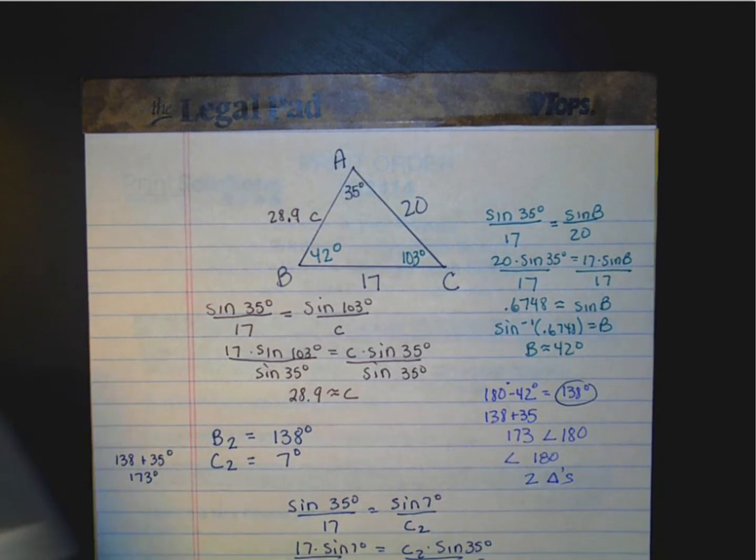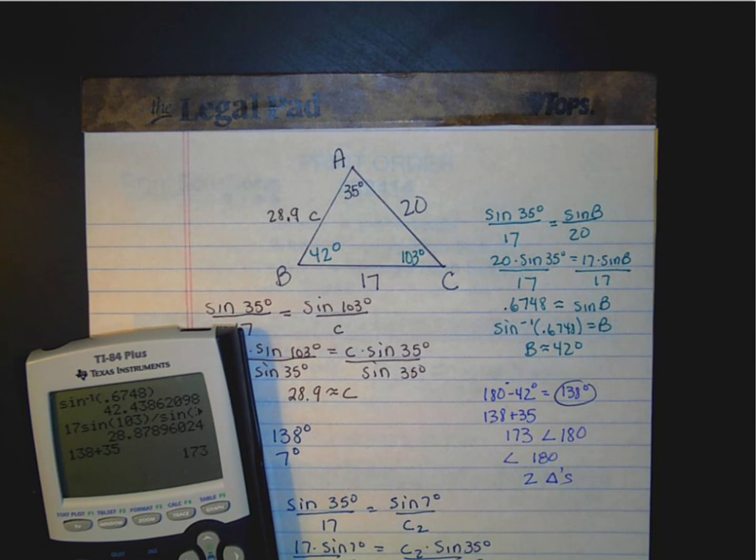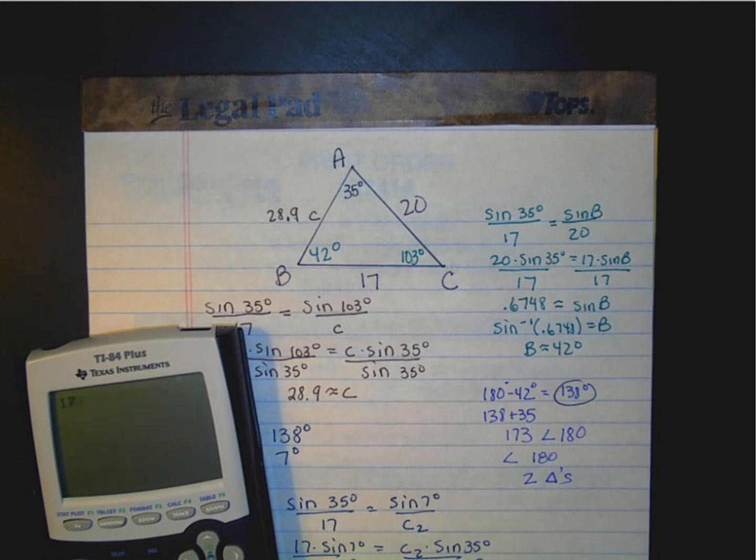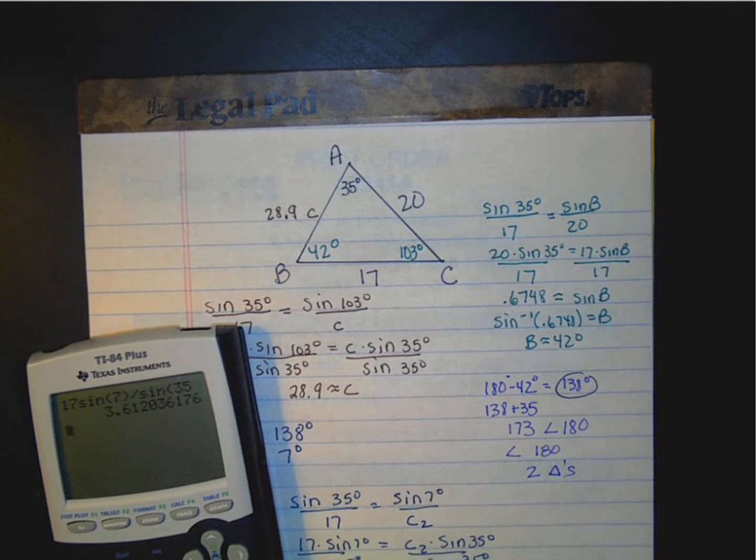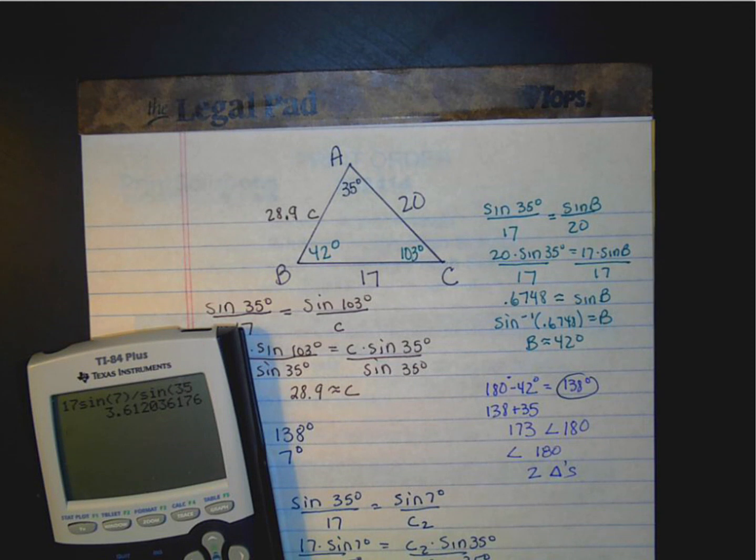Do the math. 17 sine of 7. So again, 17 times the sine of 7 divided by sine of 35. We get about 3.6. Okay, so that would be our little c2.